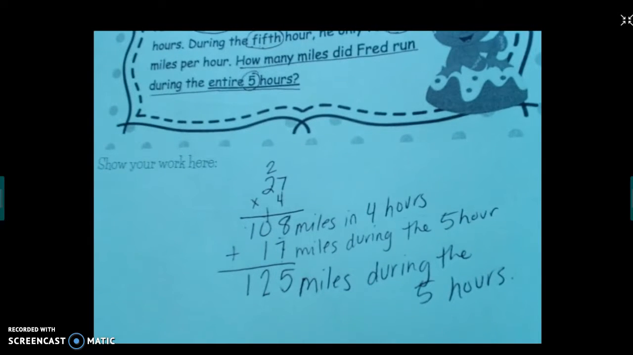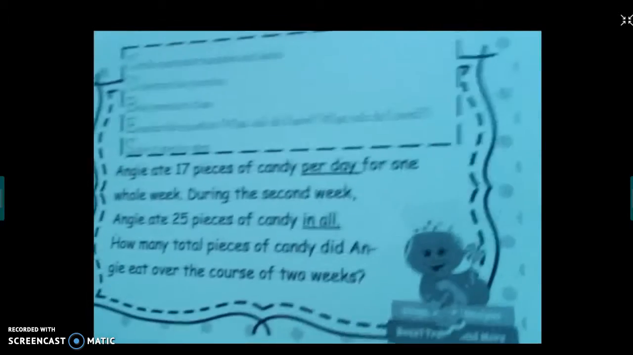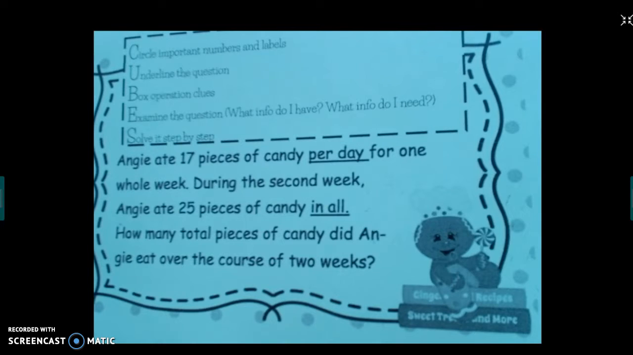Okay, what I want you to do is go try this next one on your own. Pause your video and try it on your own, and then you can play the video to check your answer.